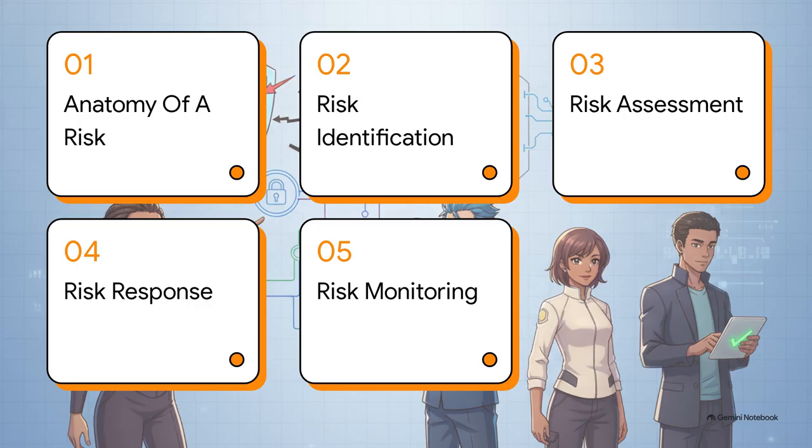Here's our playbook for today. Number 1, the anatomy of a risk. 2, step 1, risk identification. 3, step 2, risk assessment. 4, step 3, risk response. And finally, 5, continuous risk monitoring.